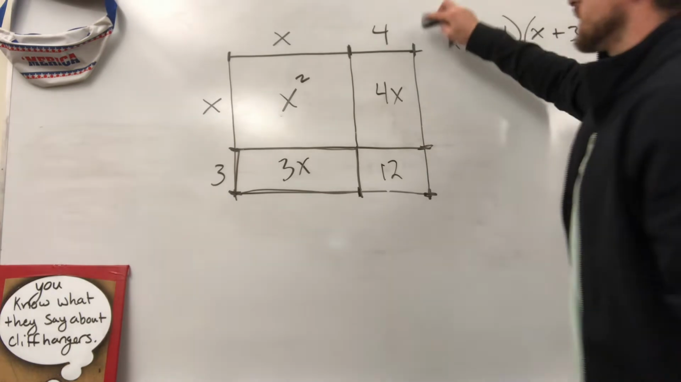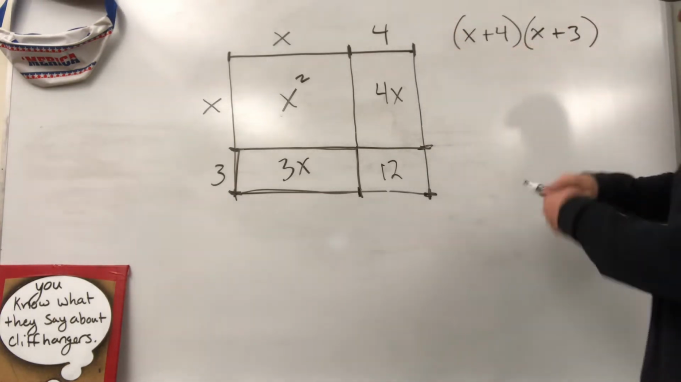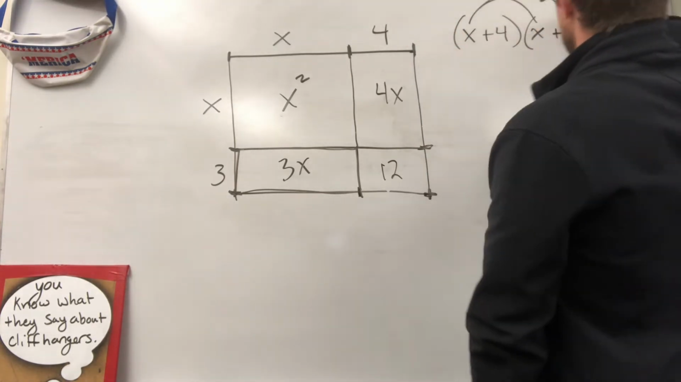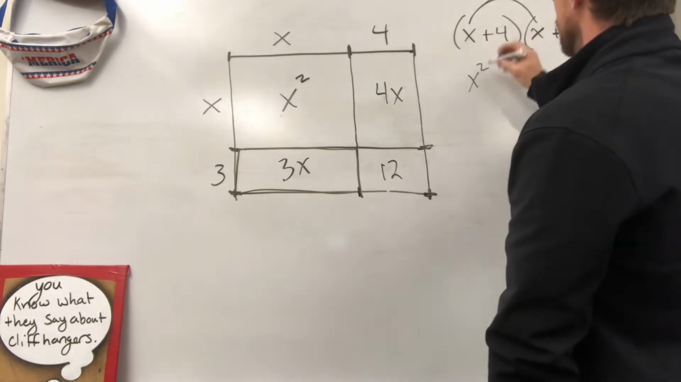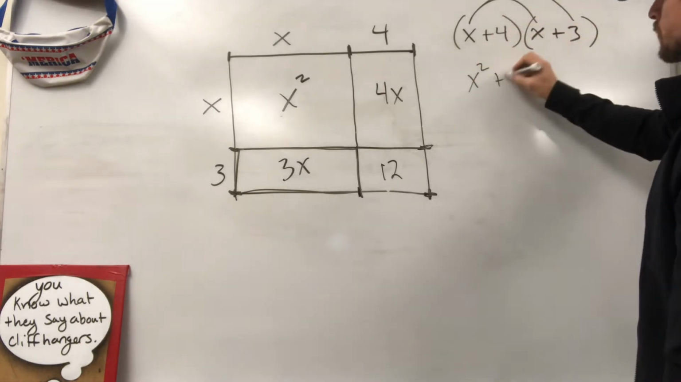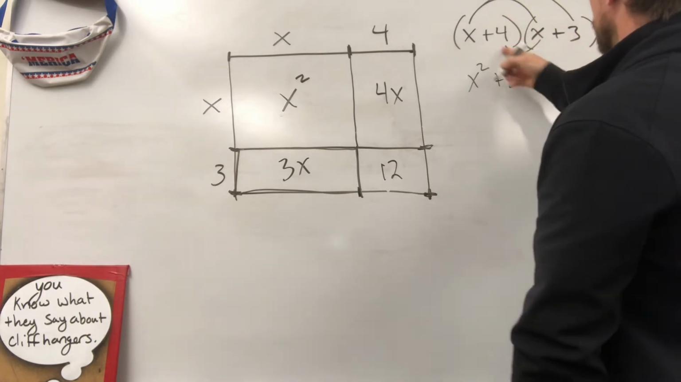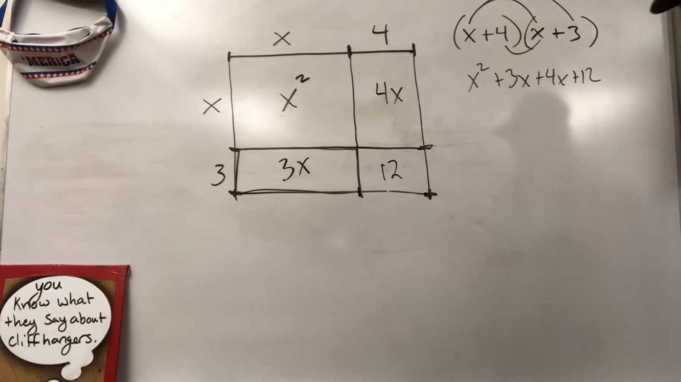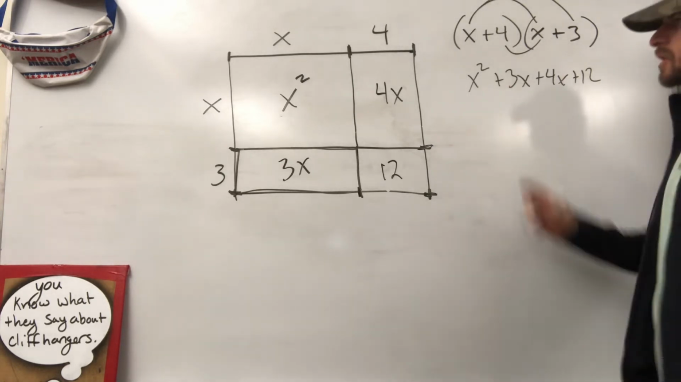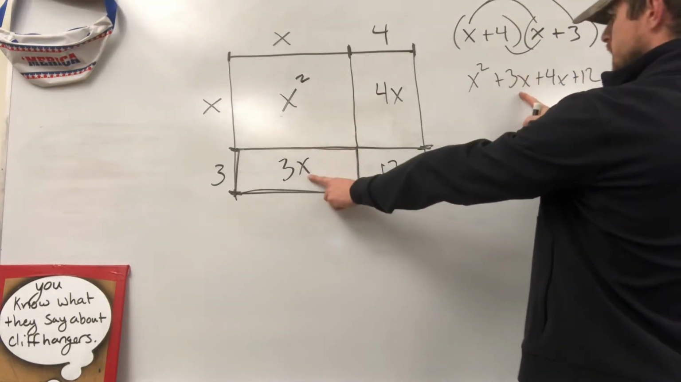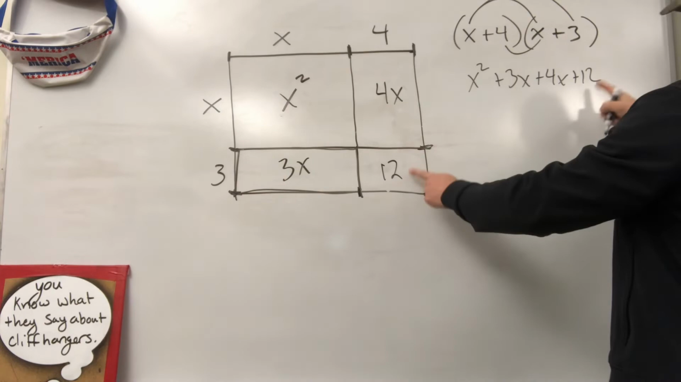Now, those of you that like to do it the other way, you're thinking, okay, FOIL method will give us the same results. Yes, it will. X times x is going to give you x squared. X times 3 is going to give you 3x. 4 times x is going to give you 4x. And 4 times 3 is going to give you 12. So I have the exact same 4 terms: x squared, 3x, 4x, and 12.